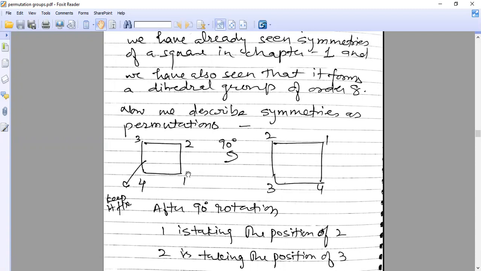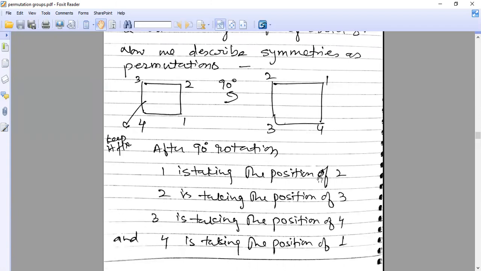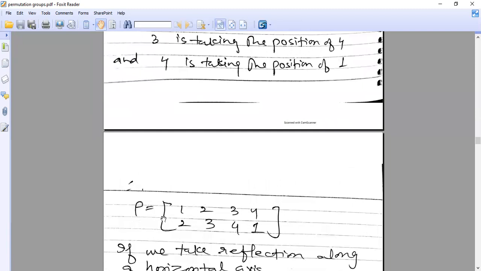So 1 will take the position of 2, 2 will take the position of 3, 3 will take the position of 4, and 4 will take the position of 1. So your result will be this. After the 90-degree rotation, 1 is taking the position of 2, 2 is taking the position of 3, 3 is taking the position of 4, and 4 is taking the position of 1. Therefore, in the form of permutation, you can write these are your corners, 1, 2, 3, 4. So 1 is mapping to 2, 2 is mapping to 3, 3 is mapping to 4, and 4 is mapping to 1.